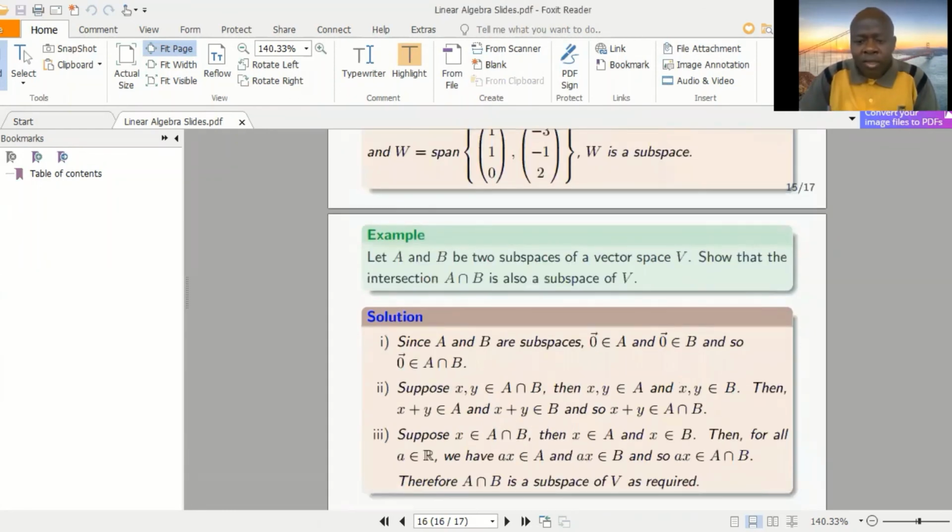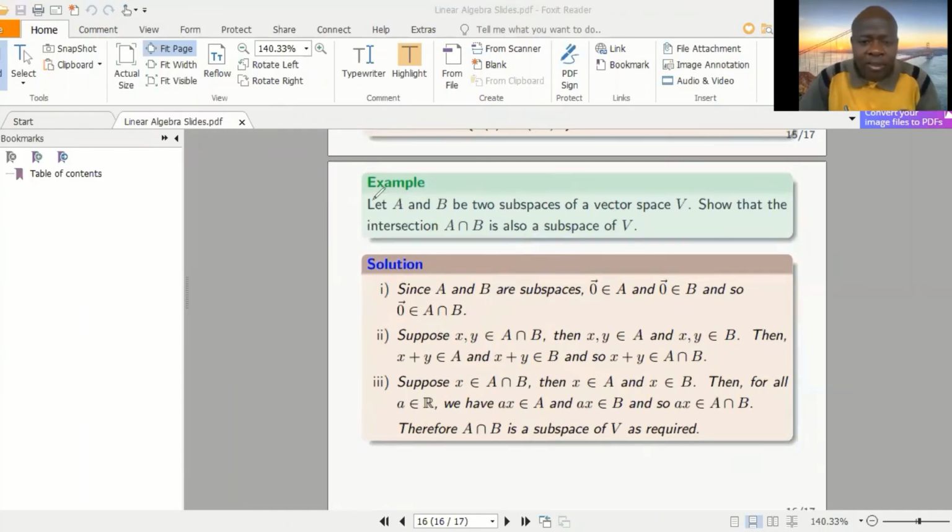Let's look at a very interesting example here. The example says, let A and B be two subspaces of vector space V. Show that the intersection of A and B is also a subspace. Again, we're just going through the three axioms. So first of all, we want to show that this intersection contains 0. In other words, the intersection of A and B is non-empty.